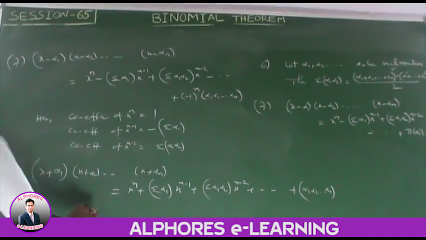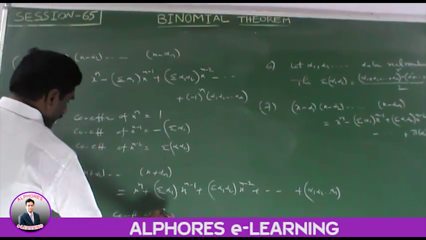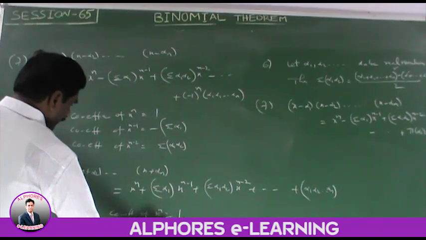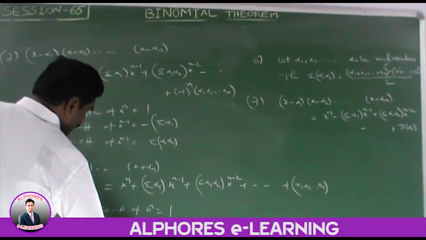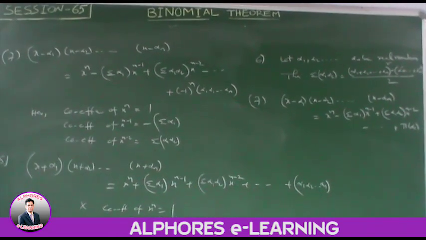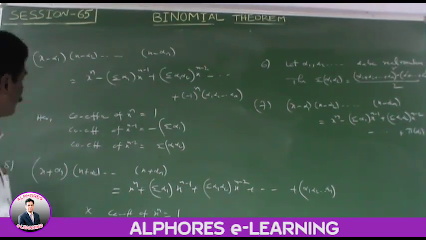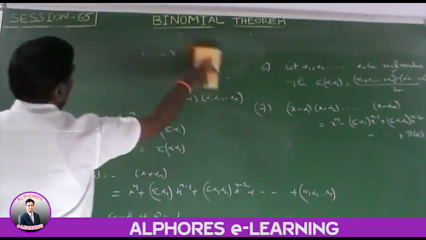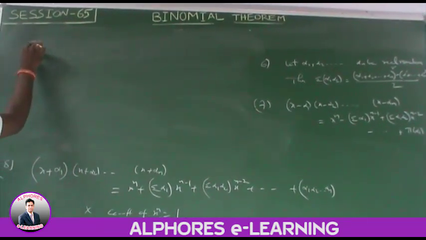Here also, what is the coefficient of x power n? The coefficient of x power n is equal to 1. The coefficient of x power n minus 1 is equal to sigma alpha 1. The coefficient of x power n minus 2 is equal to sigma alpha 1 alpha 2. Please note these values. Very, very important. Please write one example.